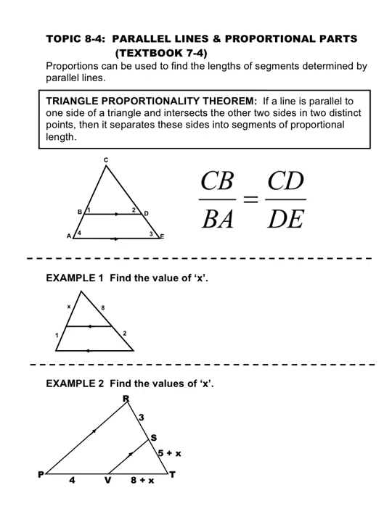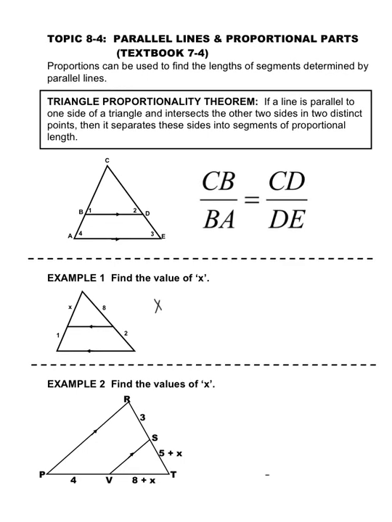So let's look at an example here. It says to find the value of x, for example 1. I'm going to set x over 1 equal to 8 over 2, and the reason I'm setting it like that is because they are proportional to one another. Next I'm simply going to cross multiply. I get 2x equals 8, and then x equals 4.